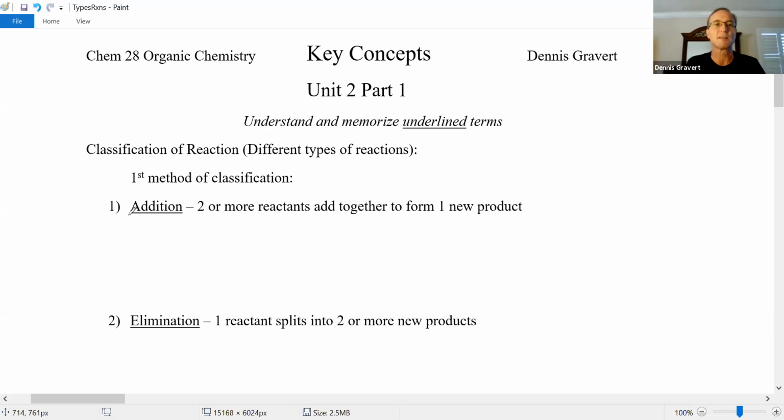So first category is called an addition reaction. And that just means take two things, two or more reactants, and put them together. Combine them to create a single product. So we're just squeezing all the atoms to form one big molecule. That's an addition reaction.